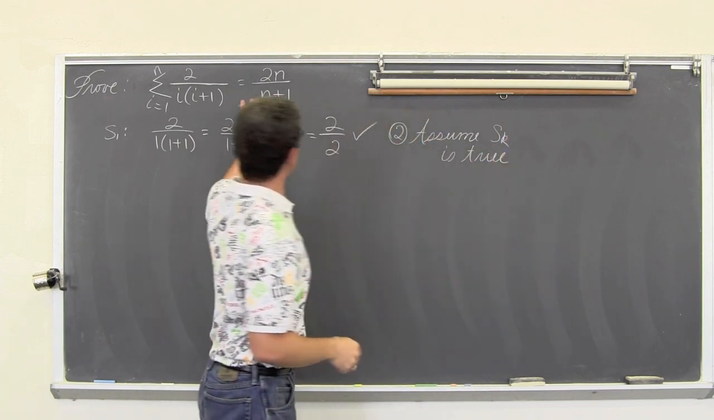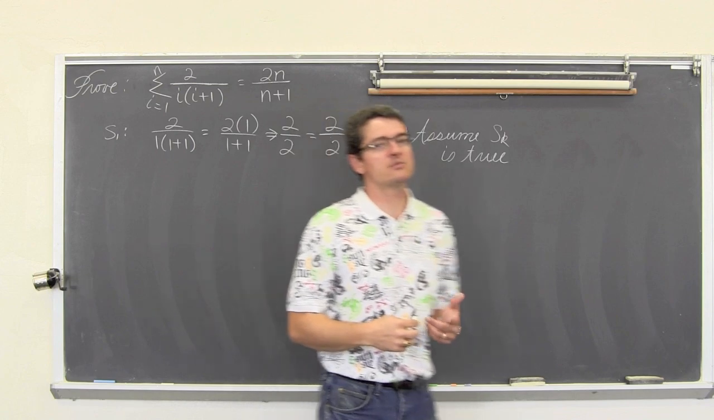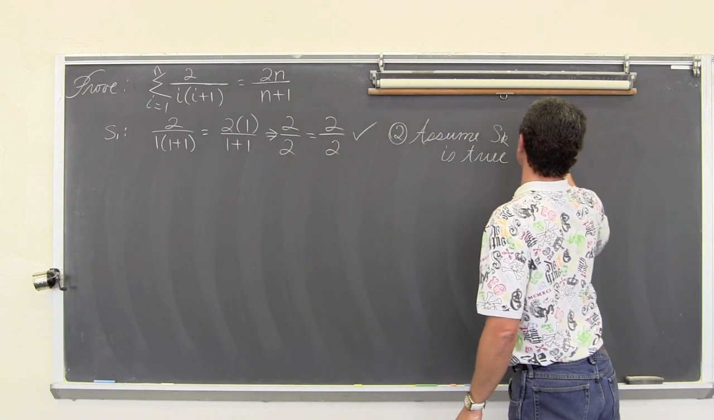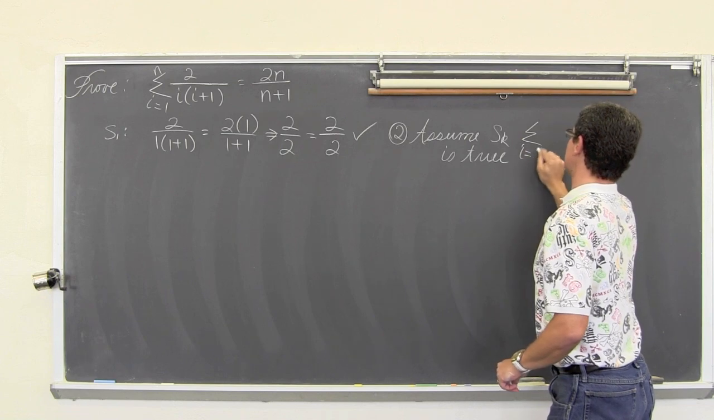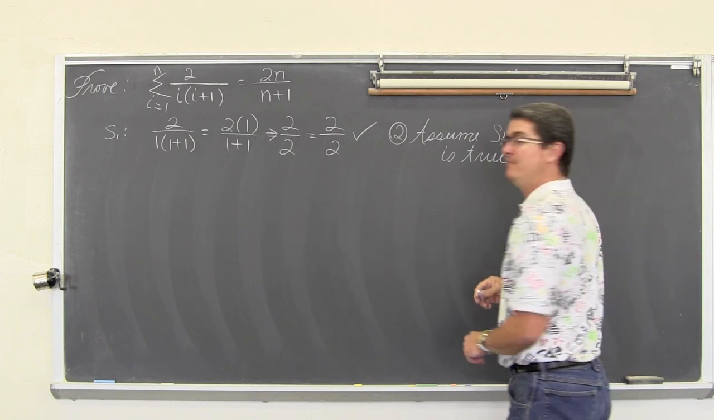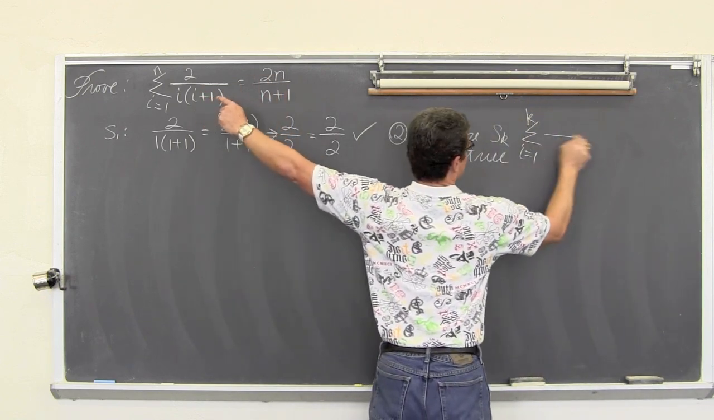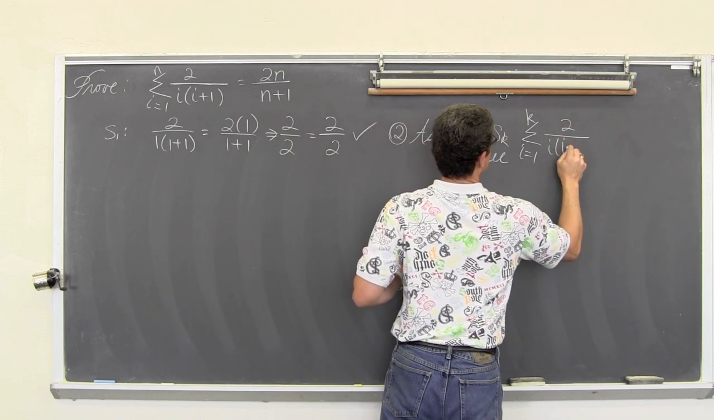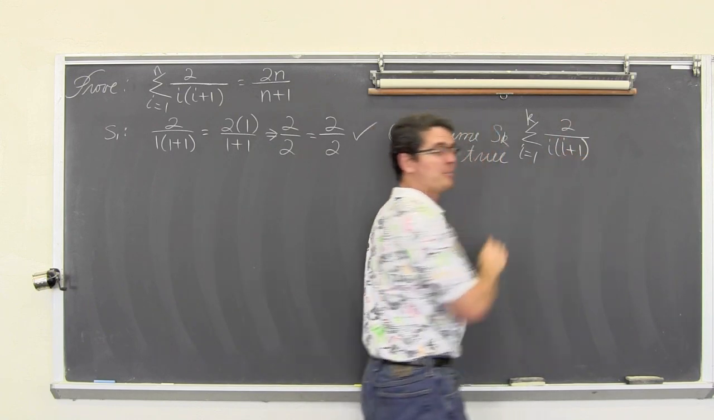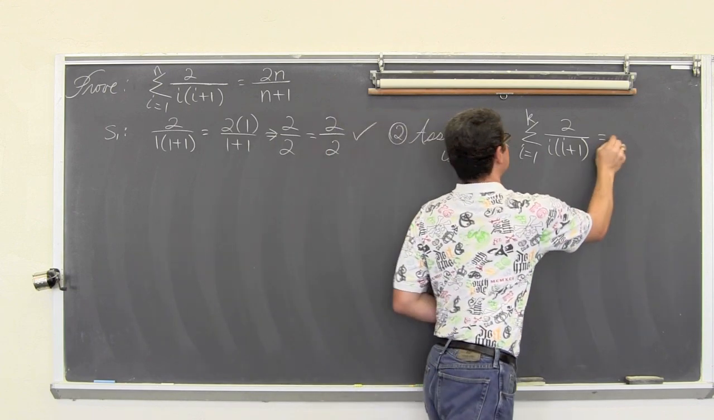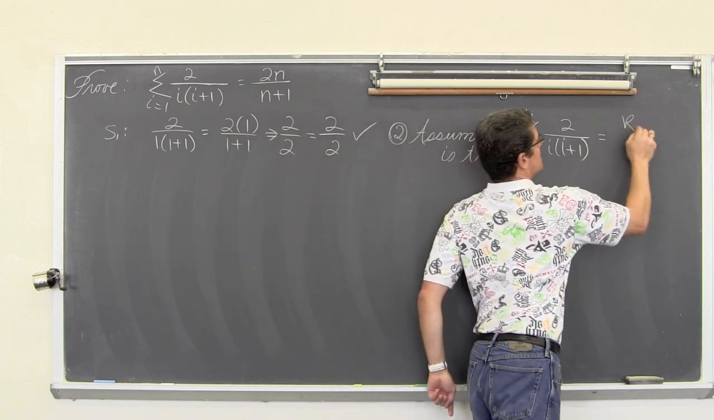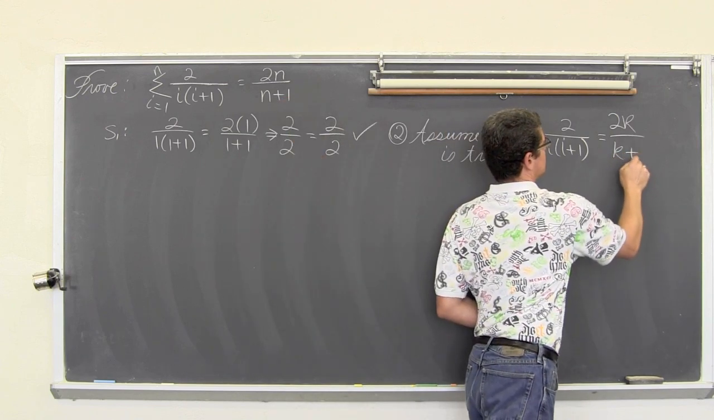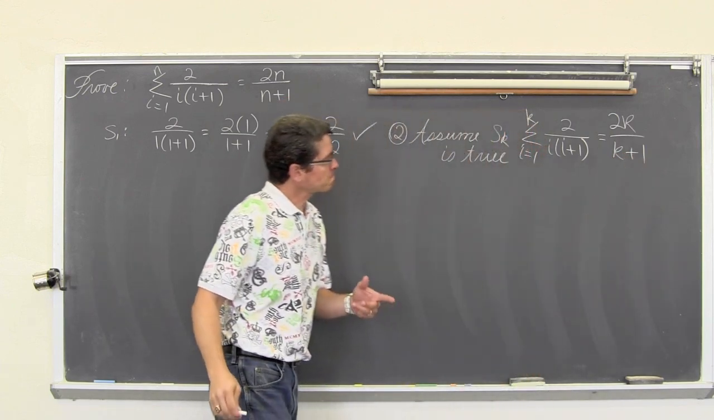And that is, again, just rewrite your original problem, but take out the n's and replace them with k's. So we have the summation, as i starts at 1 and goes to now k instead of n, of 2 over i times i plus 1 equals 2 times k over k plus 1.